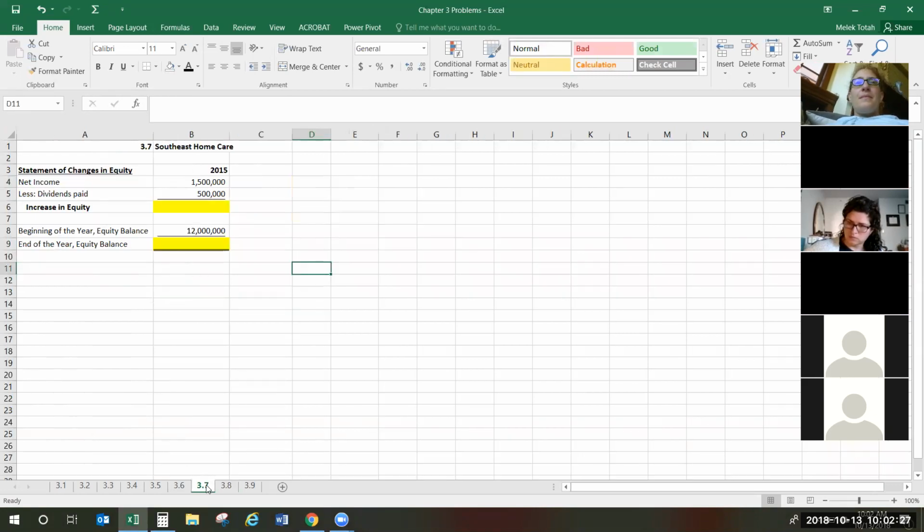Okay. Did everyone understand the statement of changes in equity pretty clearly? Was that clear on how to do that one? I think if you followed the book example, it should be pretty easy. Any questions on this one?